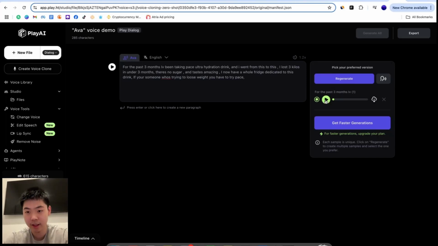For the past 3 months, I've been taking Pace Ultra Hydration drink, and I went from this to this. I lost 3 kilos in under 3 months. There's no sugar and tastes amazing. I now have a whole fridge dedicated to this drink. If you're someone who's trying to lose weight, you have to try Pace.